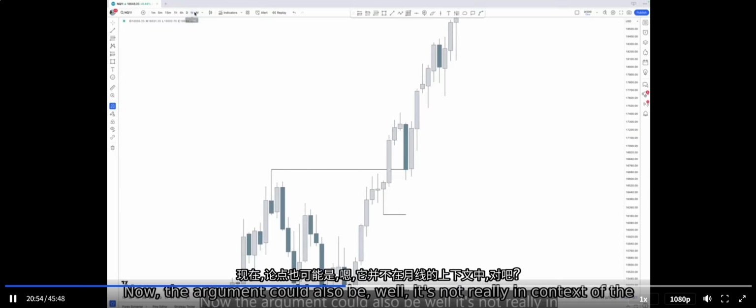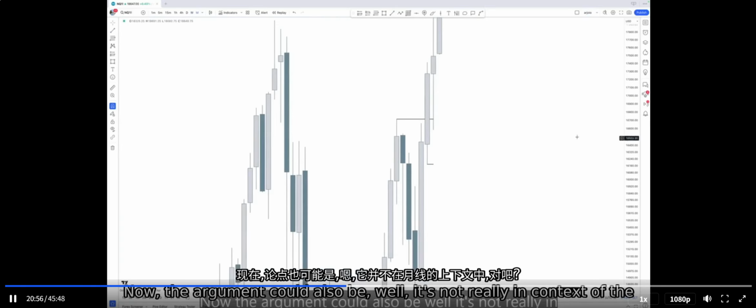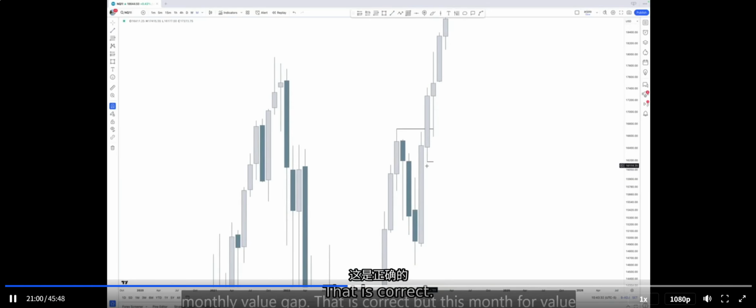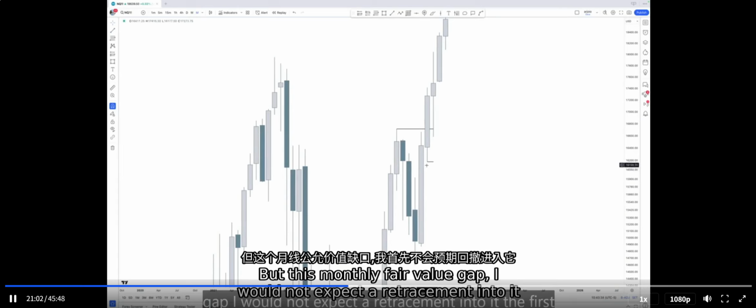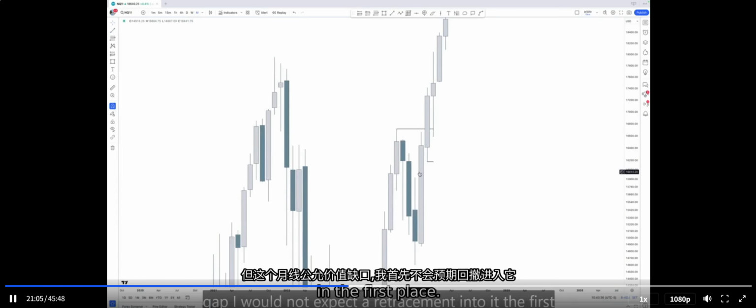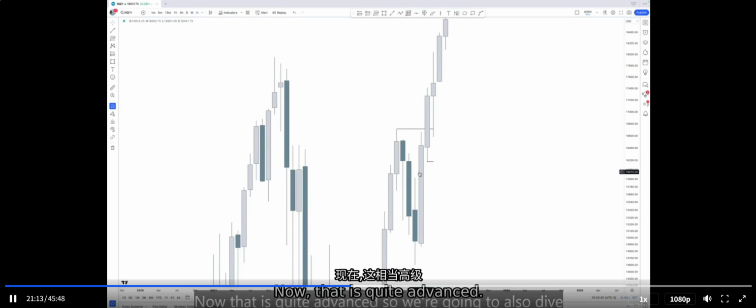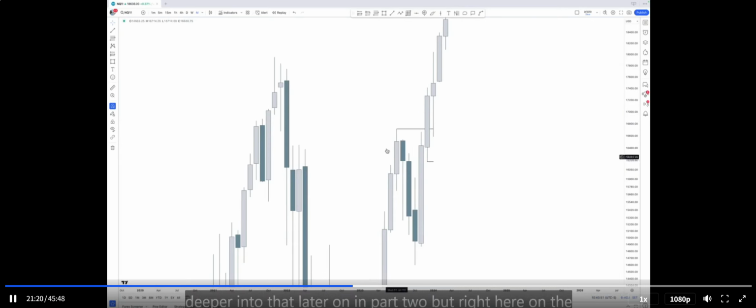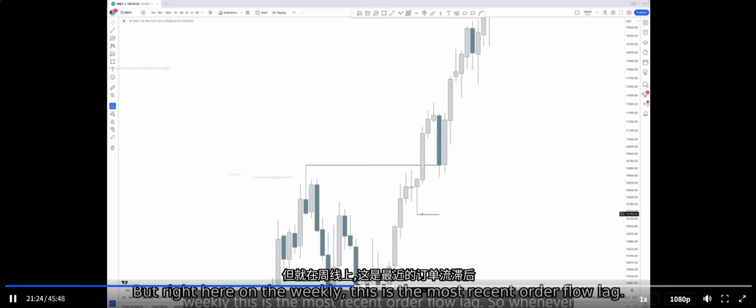Now, the argument could also be, well, it's not really in context of the monthly right there, is it? Because this is a monthly fair value gap. That is correct. But this monthly fair value gap, I would not expect a retracement into it in the first place. Why not? Because of candle signs. So understanding if we do retrace into that fair value gap is already important. Now, that is quite advanced, so we're going to also dive deeper into that later on in part 2. But right here on the weekly, this is the most recent order flow lag.